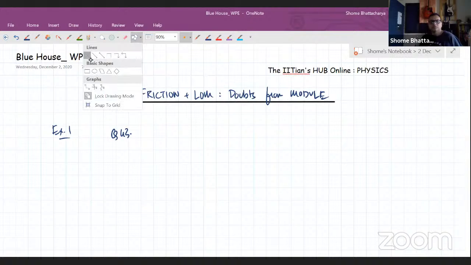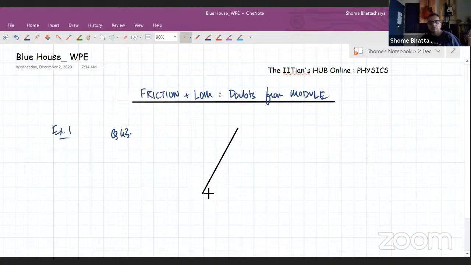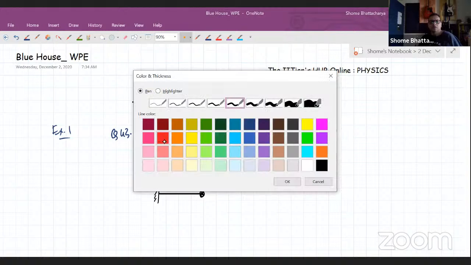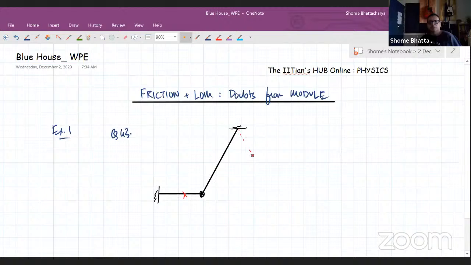Okay, so 43 we have this situation to begin with, that we have a pendulum like object which is initially at equilibrium like this, and in the next situation you cut this thread, okay, and then it comes to this position here, and you have to compare the tension in the thread when it's at this position versus this position.